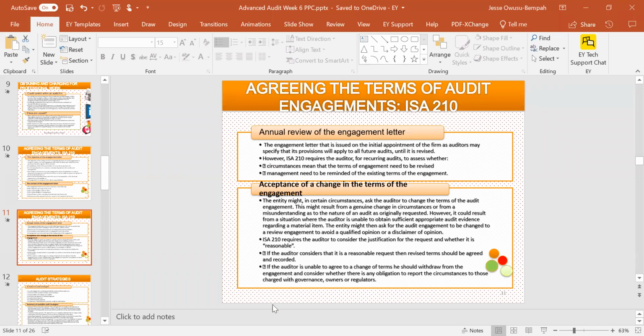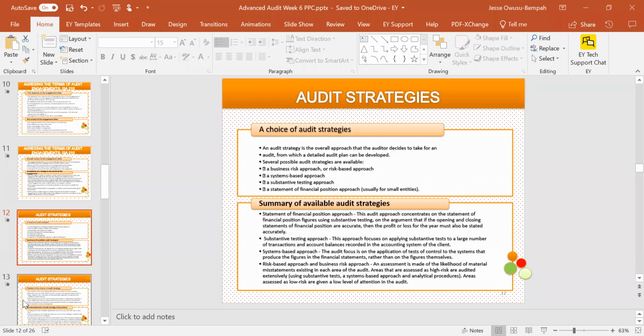Okay, it looks like there are no questions. So let's move on to audit strategies.